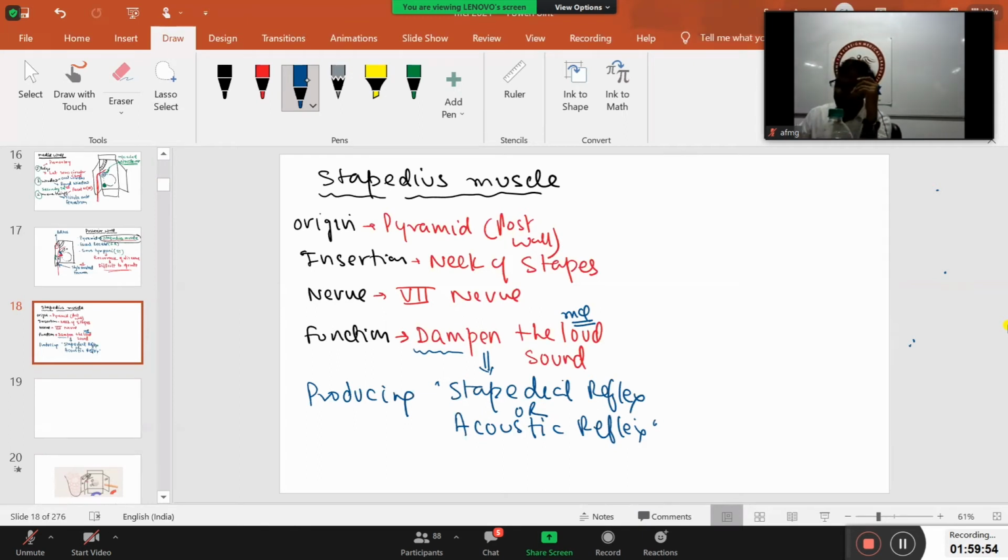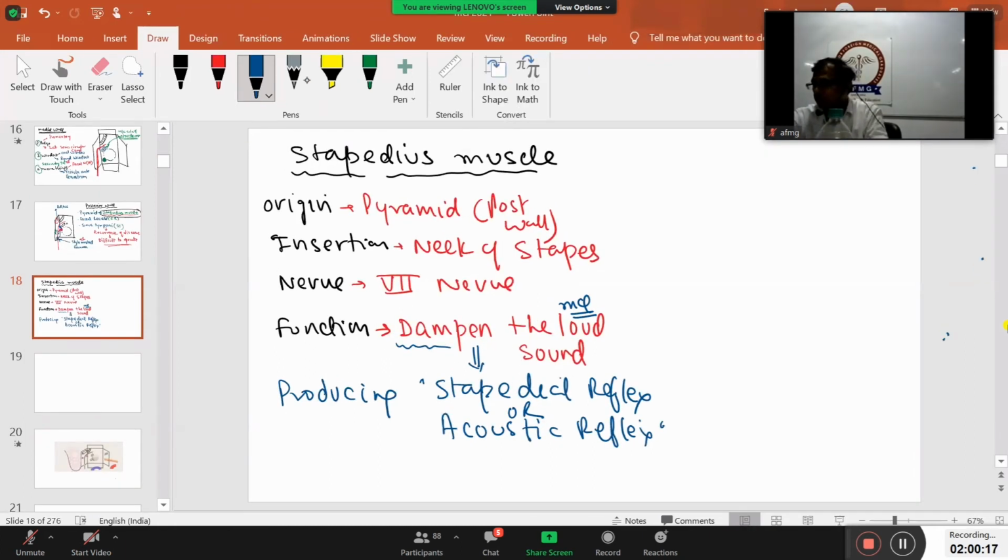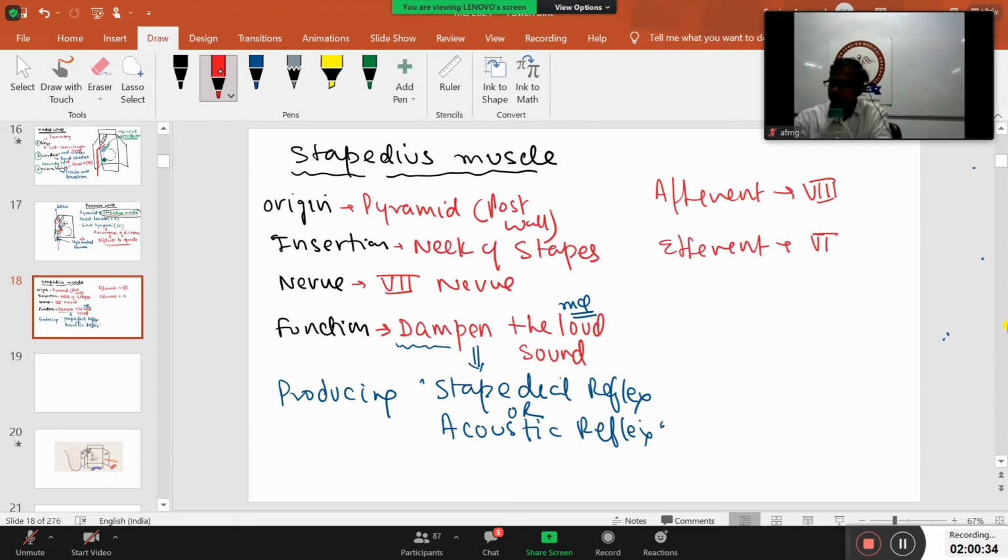Now about reflex, you would know, I'm sure. A good thing about reflex is that every reflex will have at least one afferent nerve and one efferent nerve. So this reflex also has one afferent nerve and one efferent. And this is what they ask you, which is the afferent nerve in the stapedial reflex and which is the efferent nerve in the stapedial reflex. Anybody who knows the answer? Afferent nerve is the 8th nerve and the efferent nerve is the 7th, the facial.